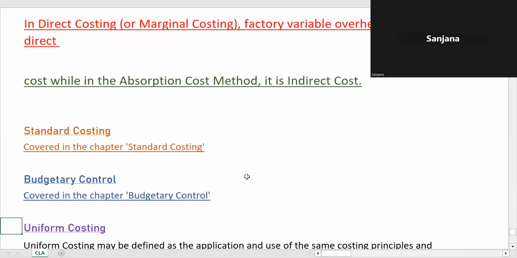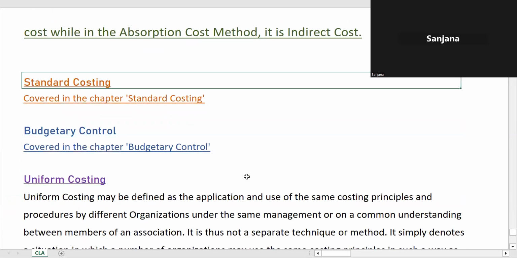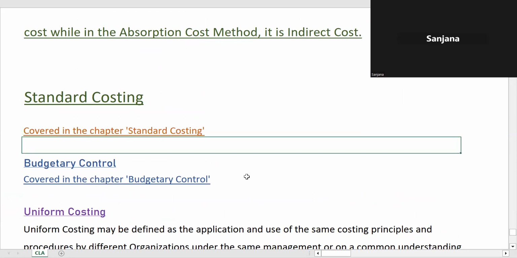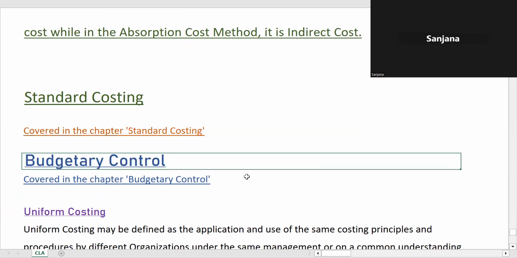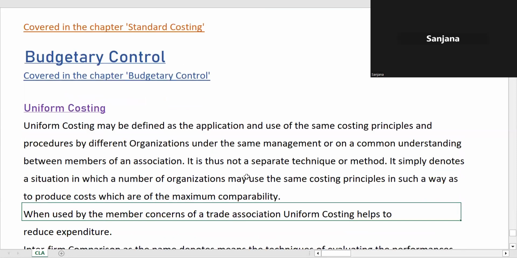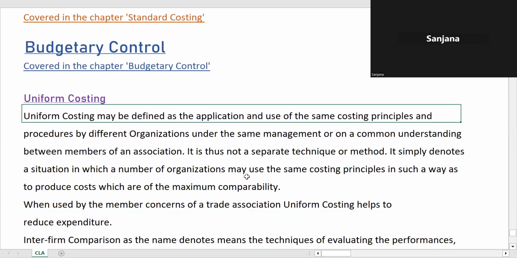Okay, now next is standard costing. We will not talk about standard costing at this point, because you have a complete full chapter dedicated to this. Similarly, budgetary control, again, a full chapter dedicated to it. Which is why we are not talking about it at this point of time. Uniform costing we have already discussed.